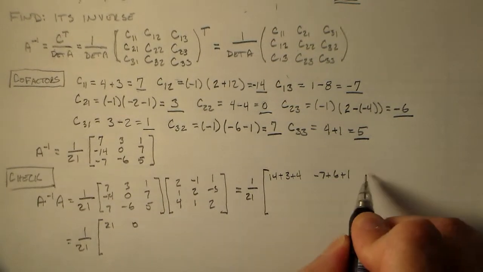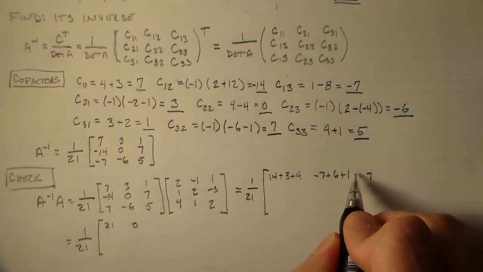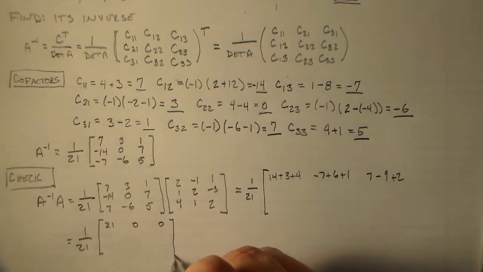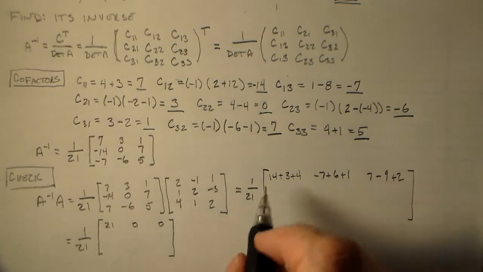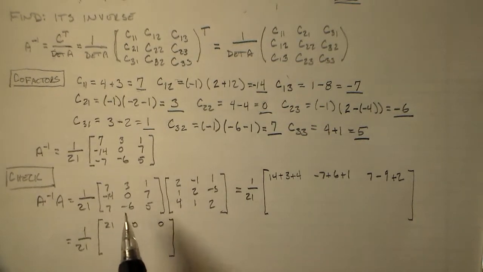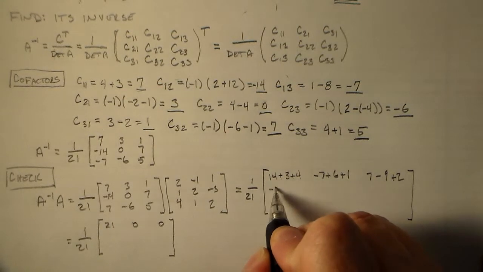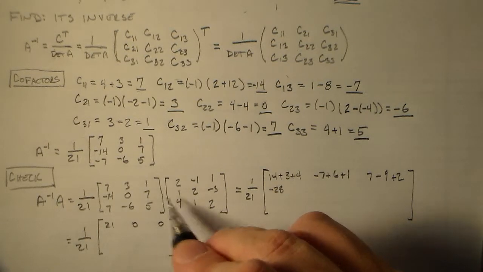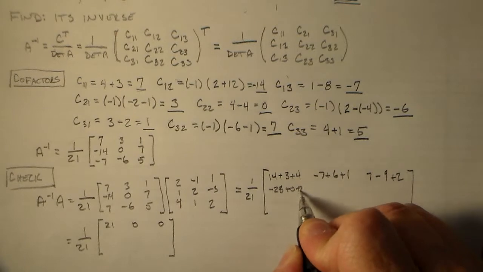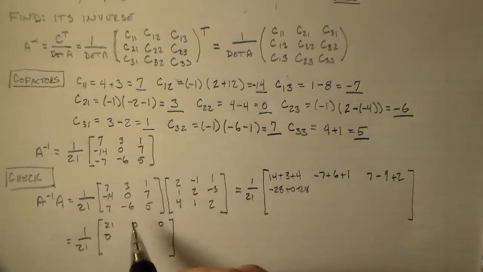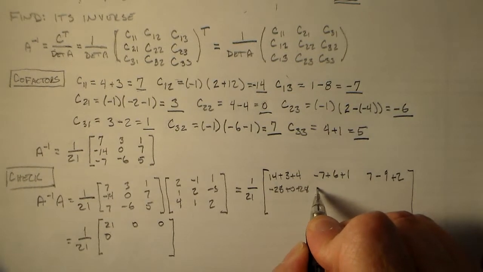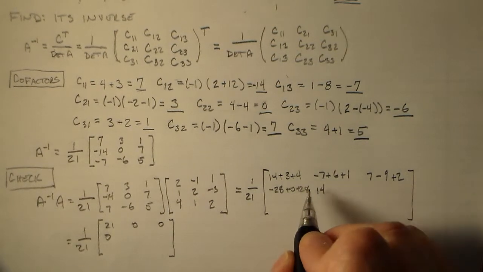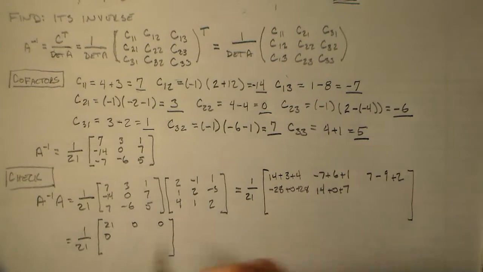Then we have 7 times 1, which is 7, minus 9, plus 2. That ends up being 0 again, right? Now we have minus 14 times 2, which is minus 28, plus 0 plus 28. So we have a 0 here. Then we have minus 14 times minus 1, which is 14. Then we have 2 times 0, which is 0, and 7 times 1, which is 7. So that's 21.